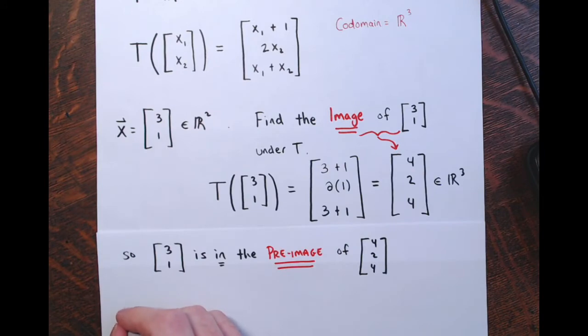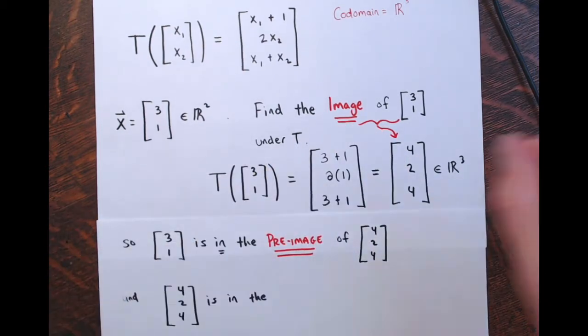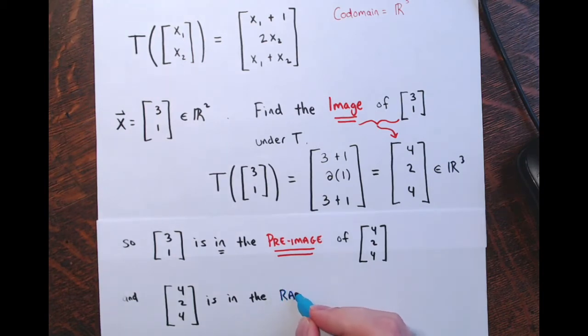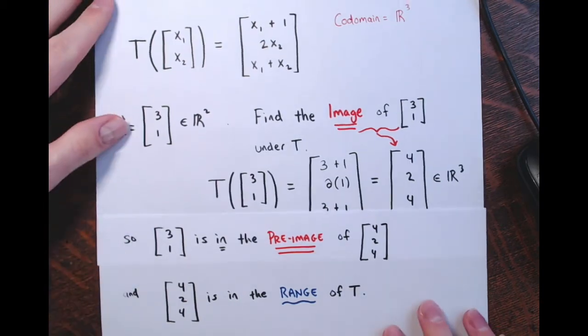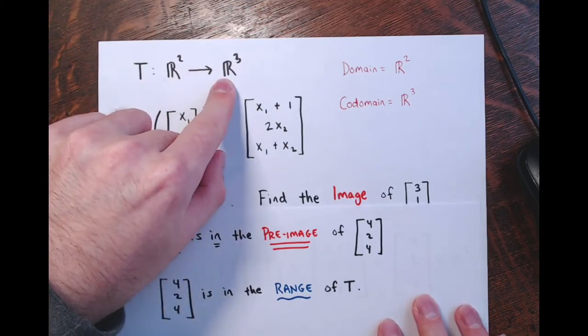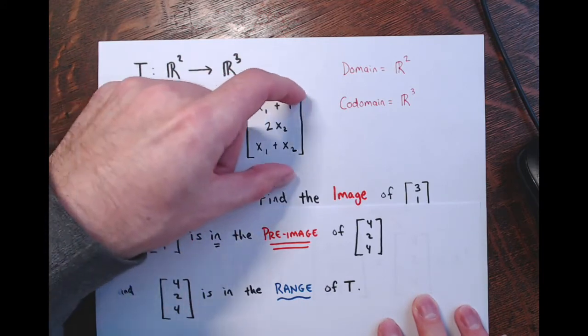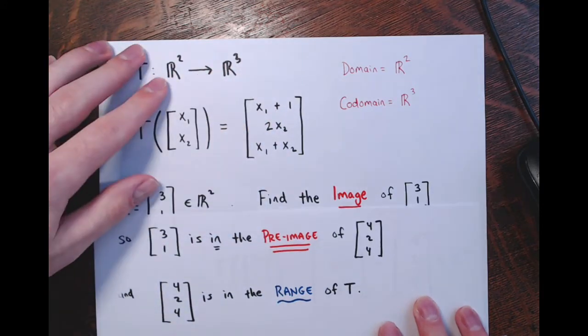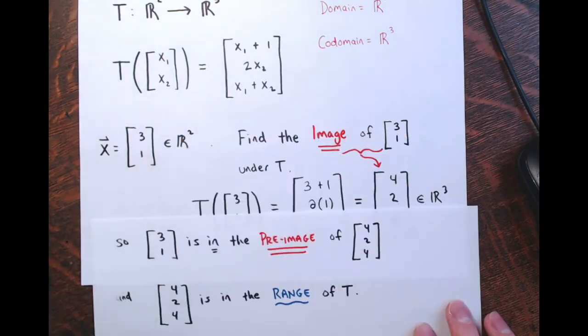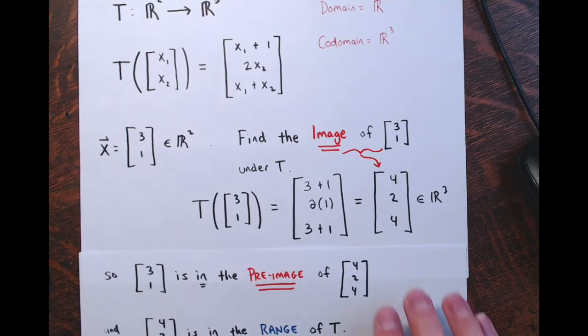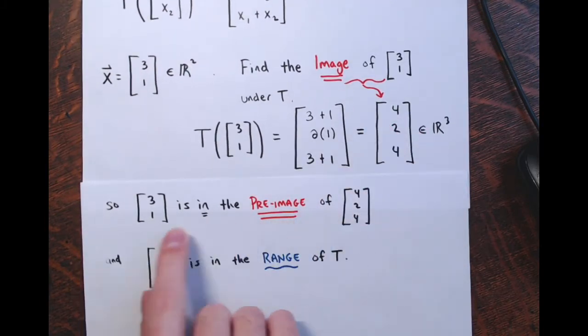Additionally, we could also say this. We could say that 4, 2, 4, this output is in the range of T. The set of the actual outputs, the actual values or vectors that get mapped to. So lots of, just me using the words that have popped up here. So again, domain, input, set of inputs. The codomain is where the possible outputs live. You have a rule describing how to take an input to an output. If you're given an input vector, if you're given a vector from the domain, the image of that vector is simply the output when you plug it in. And the pre-image of some output vector is all the input vectors that map to it.